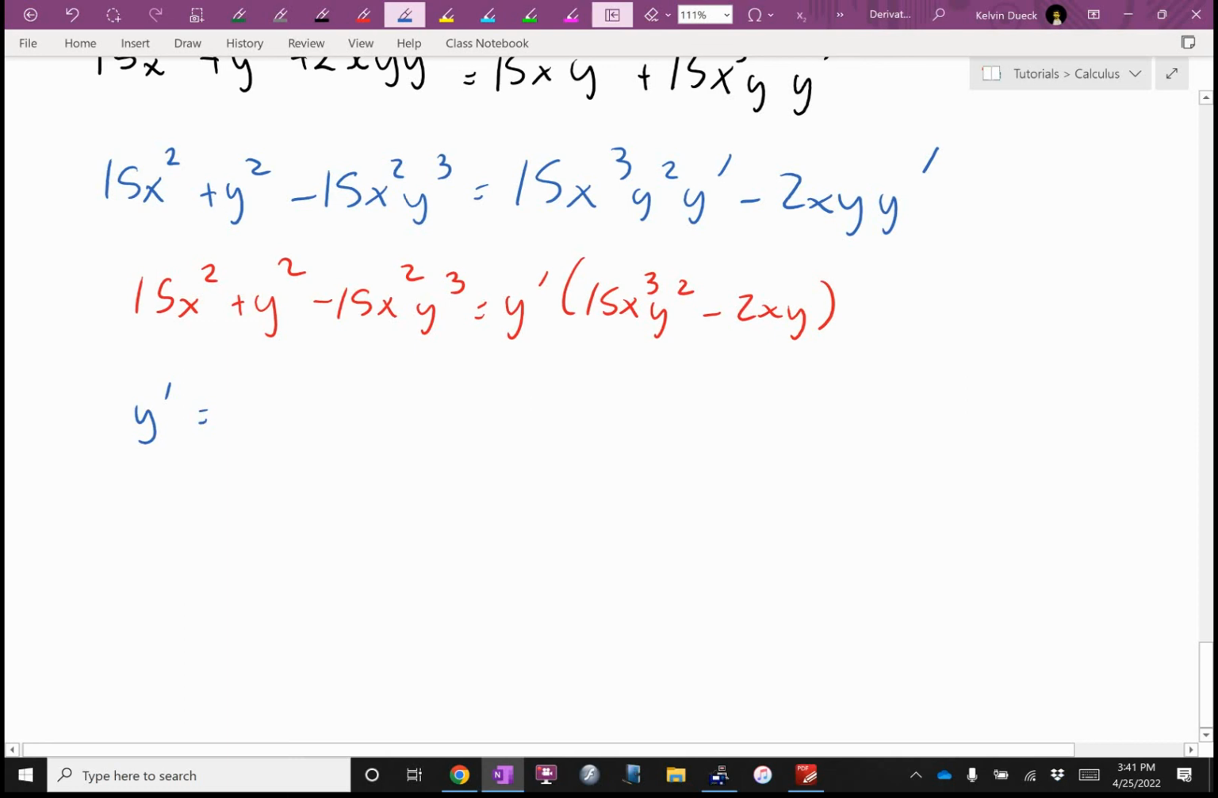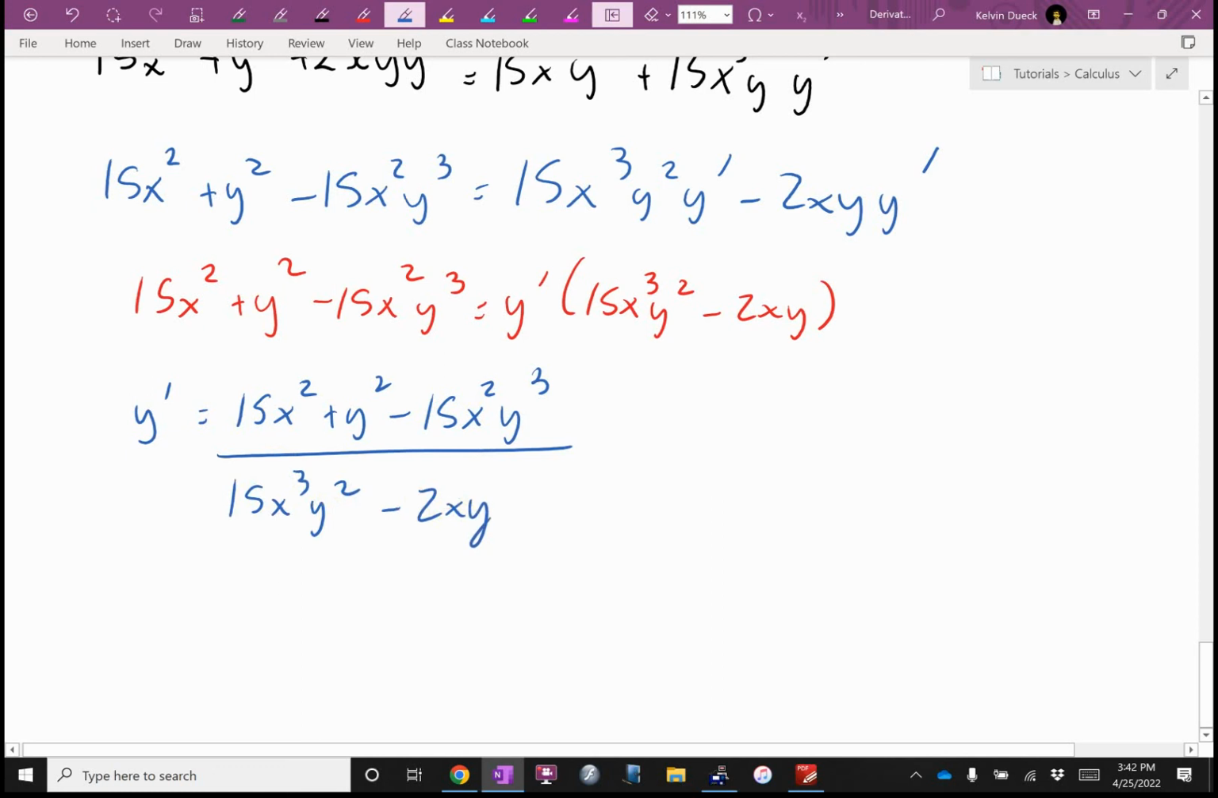This I knew as soon as I saw multiple y's and all those exponents. This is going to be a deep dive here. It's going to be 15x squared plus y squared minus 15x squared y cubed. Assuming I haven't made a silly math mistake, and YouTube will scream at me if I post this and I have done a silly math mistake. Thank you, YouTube. I'm pretty sure that's the derivative. All right?